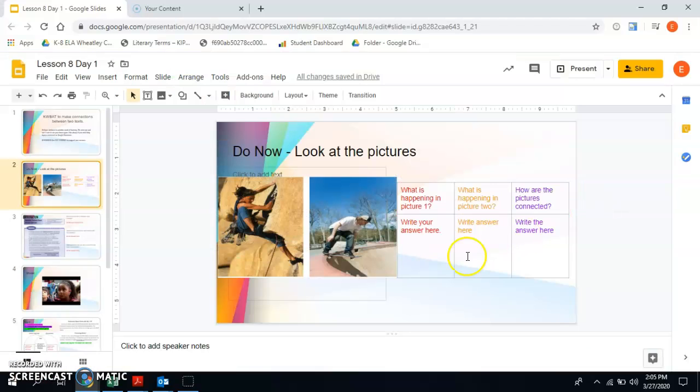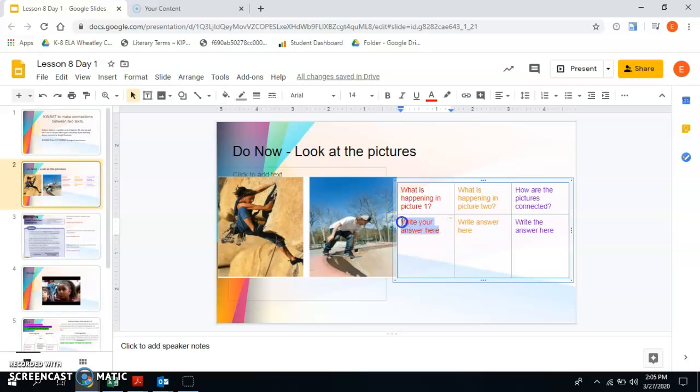So you're going to literally write your answers in the PowerPoint, okay? So you just click it for the first one. This is your second picture. You're writing your answer there. And then you're writing your answer for another question right here, okay? So they're all the same color, the same answer.